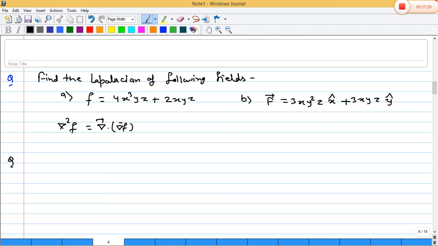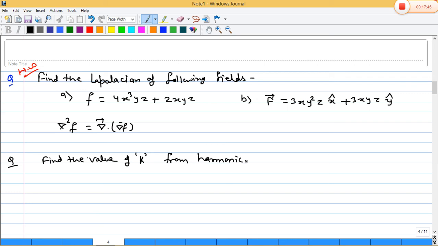Now next question, this one is homework, do it yourself. Find the value of k from the harmonic function.